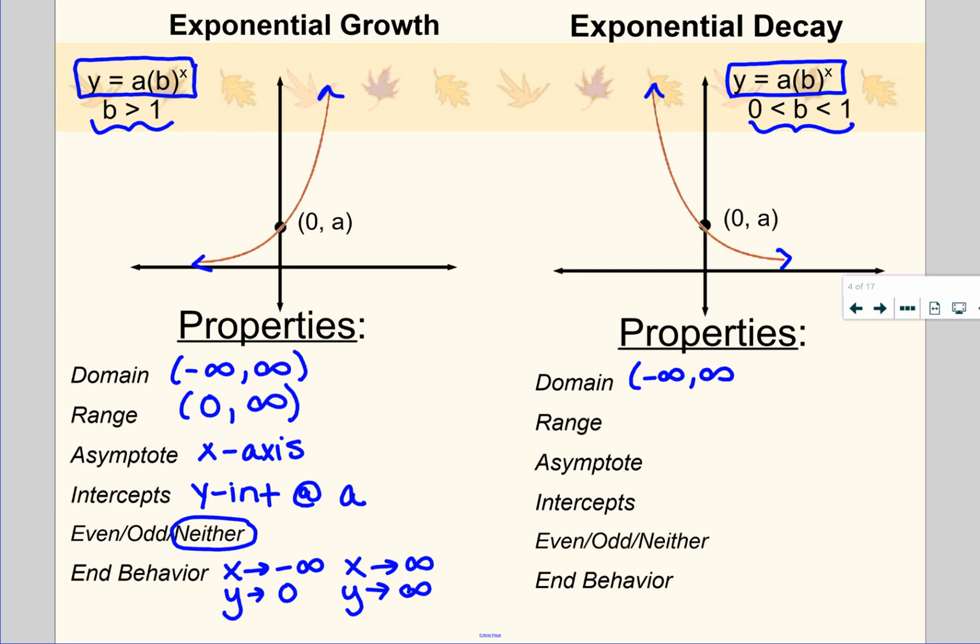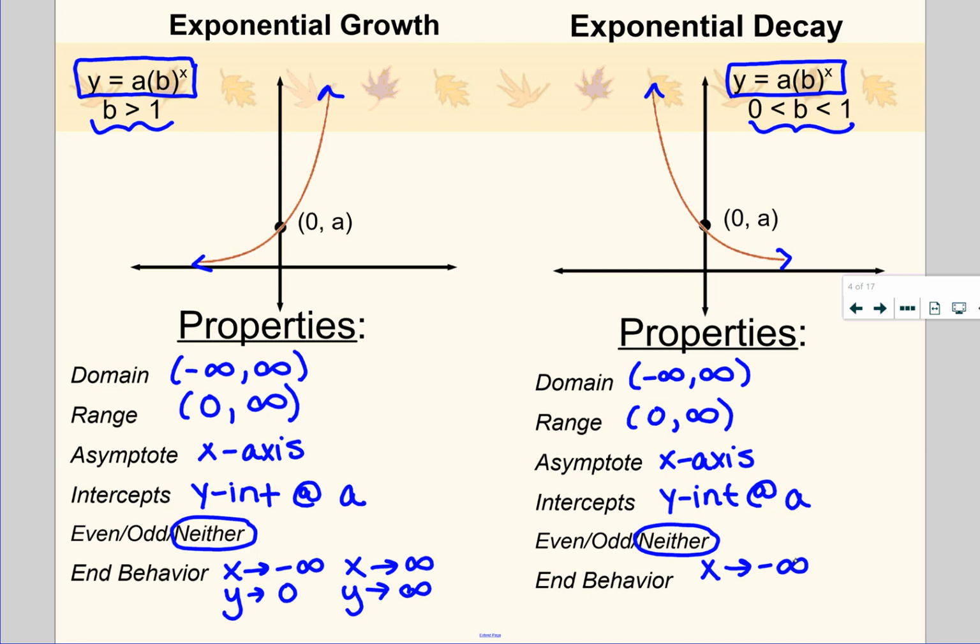Now, if we look at the exponential decay functions, a lot of these properties are the same. Domain is the same, range is the same, asymptotes are the same, intercepts are the same. It is a neither function as well. And then the end behavior is going to change slightly now because, again, it's decreasing versus increasing. On the left side of this graph, my y is approaching positive infinity. And on the right side of this graph, my y is approaching 0.